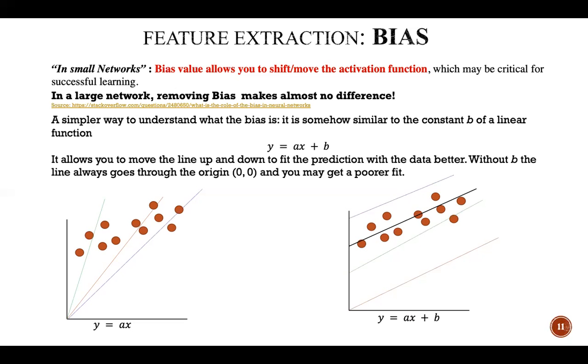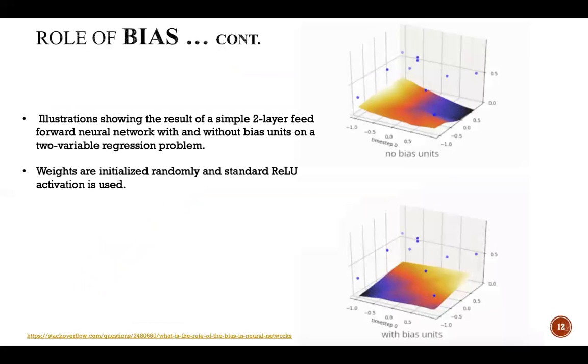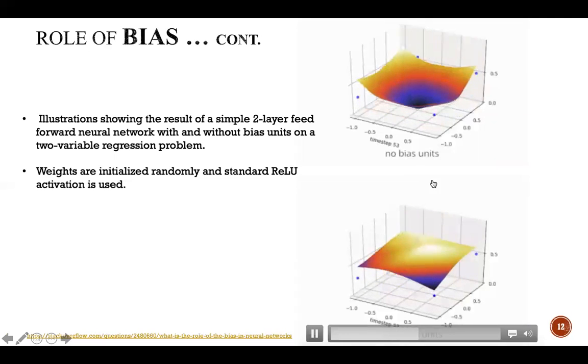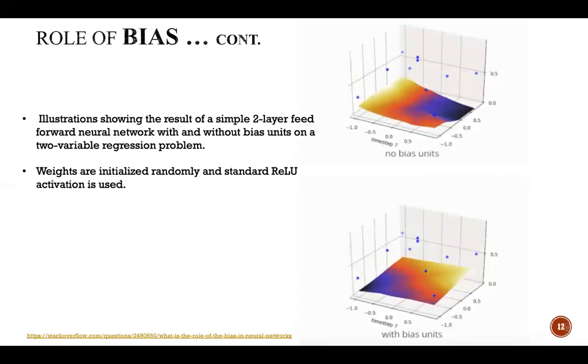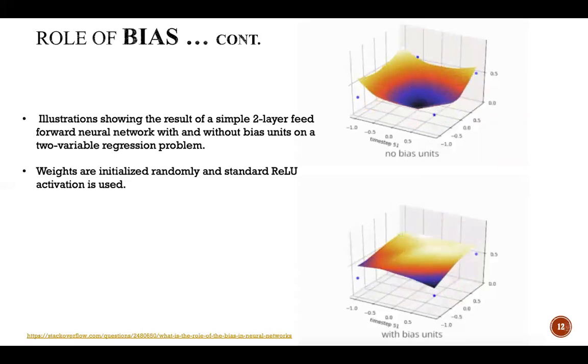Now, this is in 2D, on an X and Y plane. What happens if you are in 3D or in a higher dimensional space? Then the effect of bias can be demonstrated as you can see here. You have this point cloud in 3D, and the same point cloud here. In the top graph, you don't have a bias. In the bottom one, you have a bias, and you can see the bias helps you to fit the plane better in comparison with the top graph where you don't have a bias.